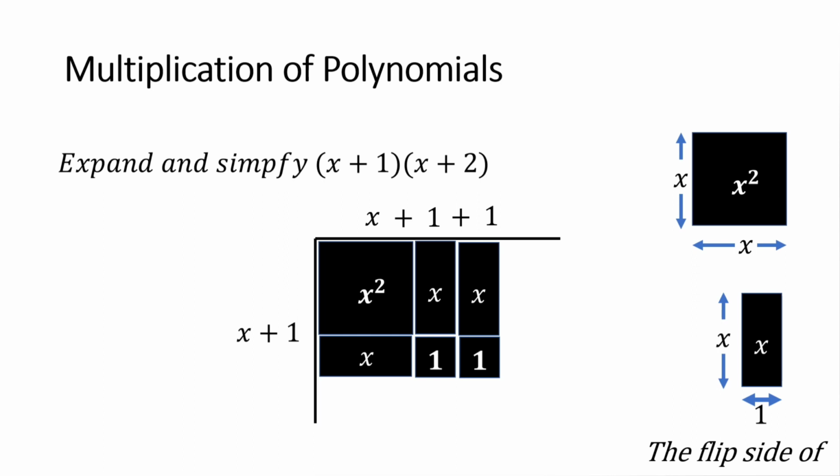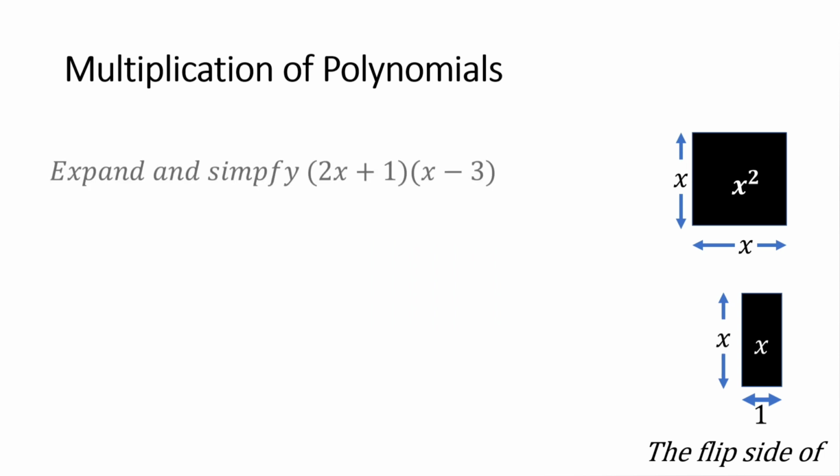We have x squared plus x plus x plus x plus 1 plus 1. This will give me x squared plus 3x plus 2. So the product of x plus 1 into x plus 2 is equal to x squared plus 3x plus 2.